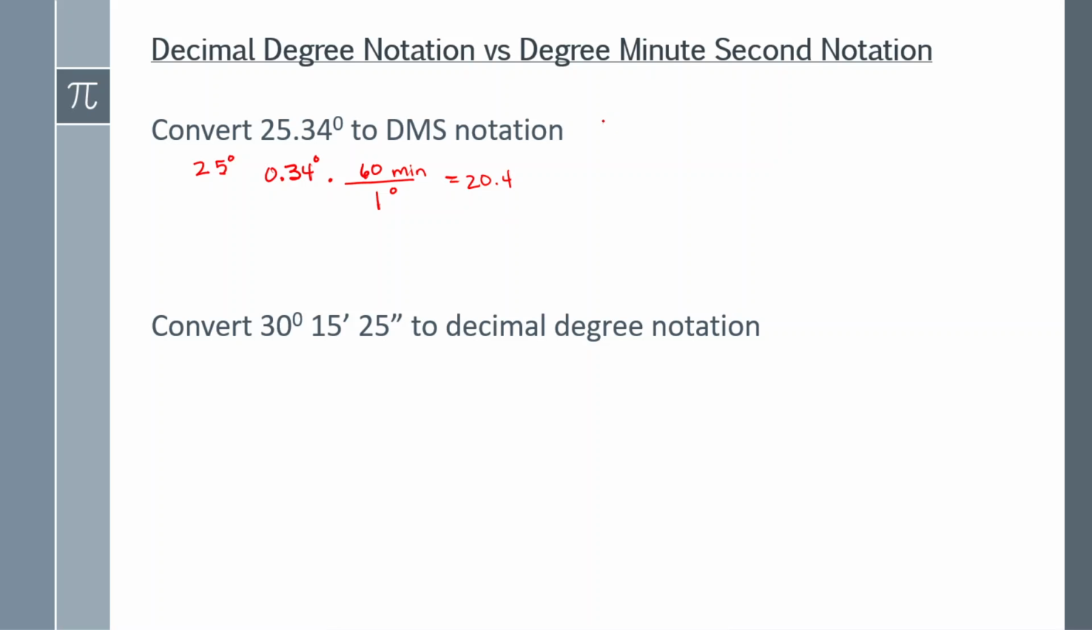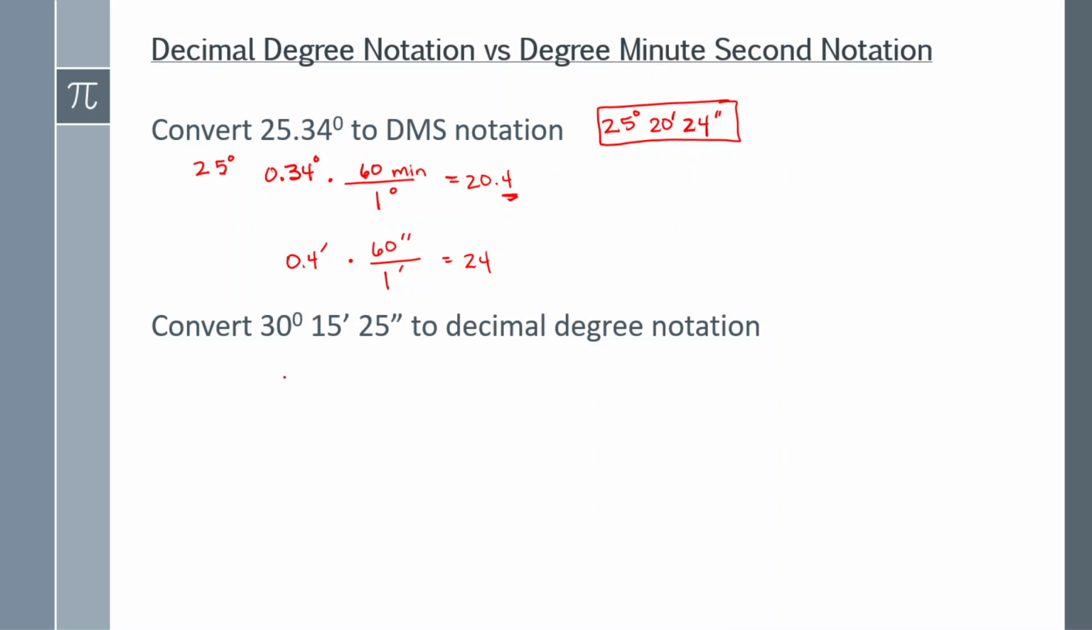Okay, so far we have 25 degrees and 20 minutes. And now we're going to take this 0.4, which is in minutes, and we're going to go, okay, there are 60 seconds in 1 minute. So now I multiply that by 60, and I get 24. So my final answer would be 25 degrees, 20 minutes, and 24 seconds.